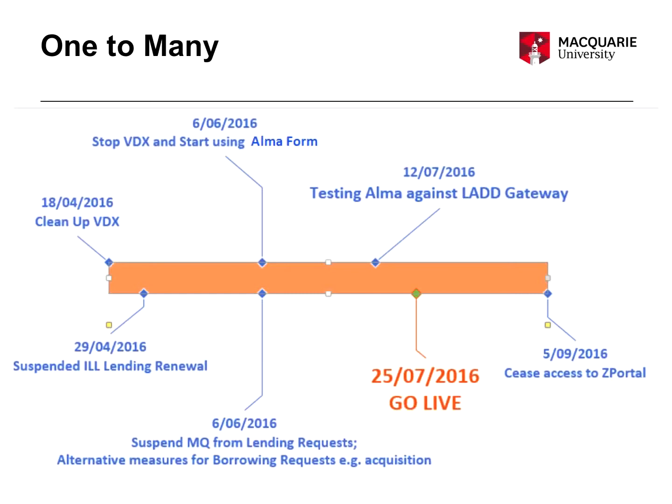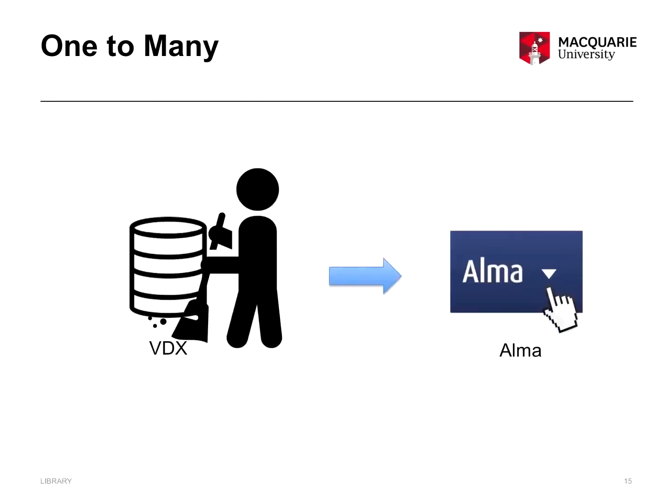On April the 18th, 2016, we began cleaning up our old VDX transactions where there were a lot of old requests that were long since finished, but we hadn't actually bothered to complete them and close them off and get them off the system. On the 29th of April, we stopped renewals on lending requests so that these transactions could also be closed off quickly in VDX.